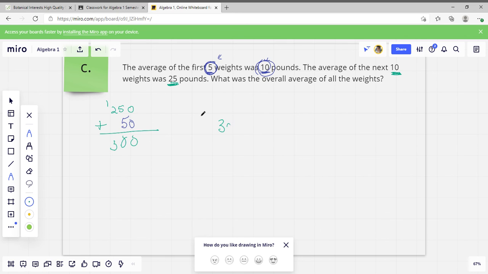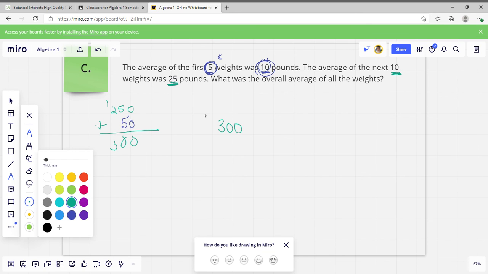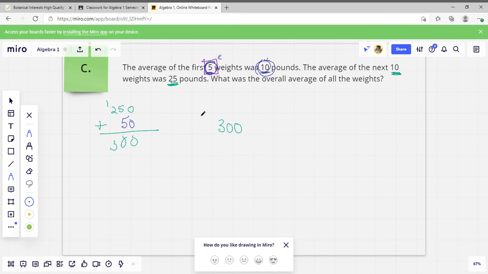Now I have to divide by the number of numbers. So what's my total number of numbers? Well, here I have 5 weights, and here I have 10 weights. So that's a total of 15 numbers. Okay, because my first 5 numbers, and then my next 10 numbers. So I'm dividing by 15. And the answer should be 20. 20 pounds.